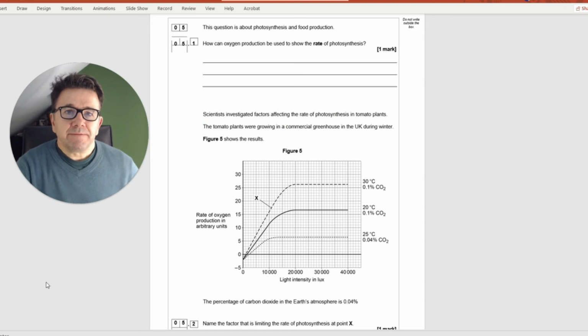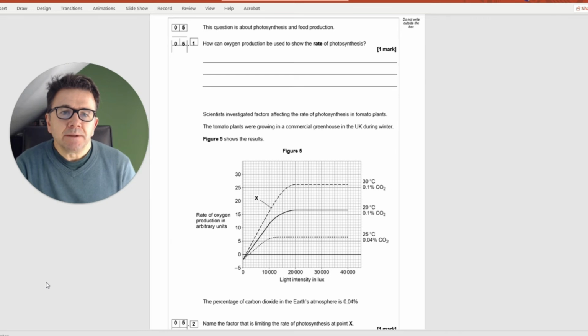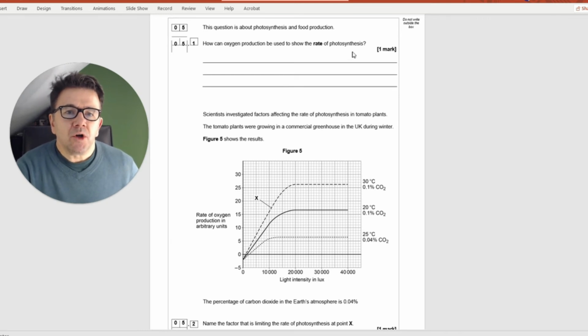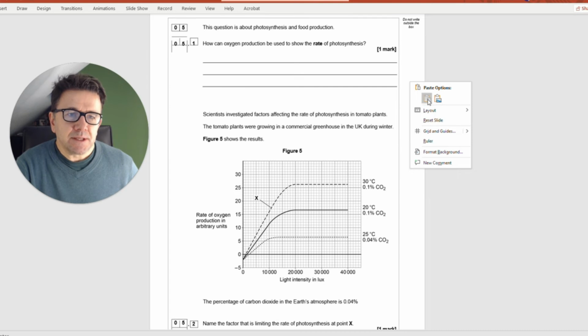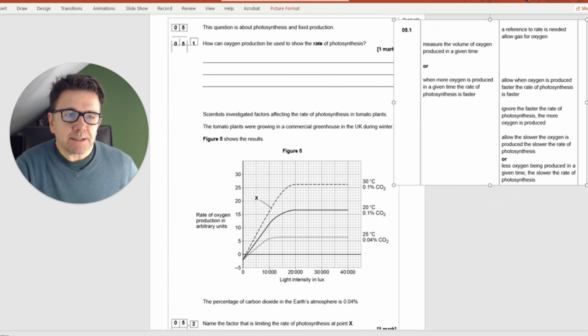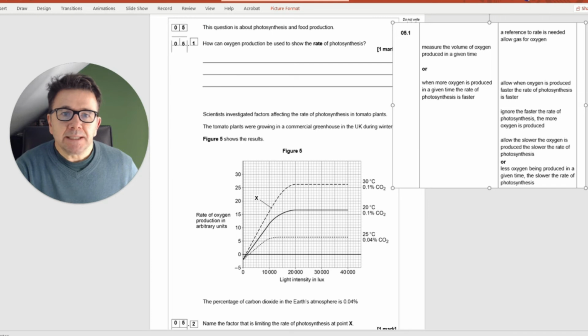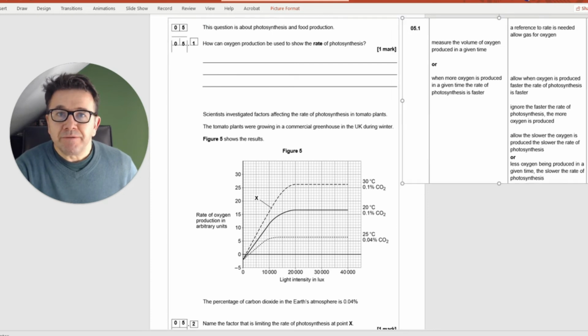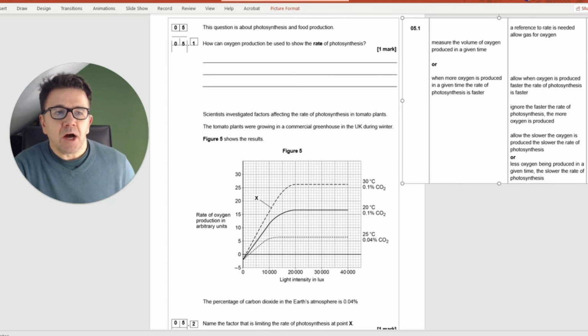On to question 5. So this was related to photosynthesis. This is bioenergetics and food production as well. So the first one says, how can oxygen production be used to show the rate of photosynthesis? So this was very much related to the required practical. And basically, for 1 mark, you're measuring the volume of oxygen produced in a given time, or when oxygen is produced in a given time, the rate of photosynthesis is faster.